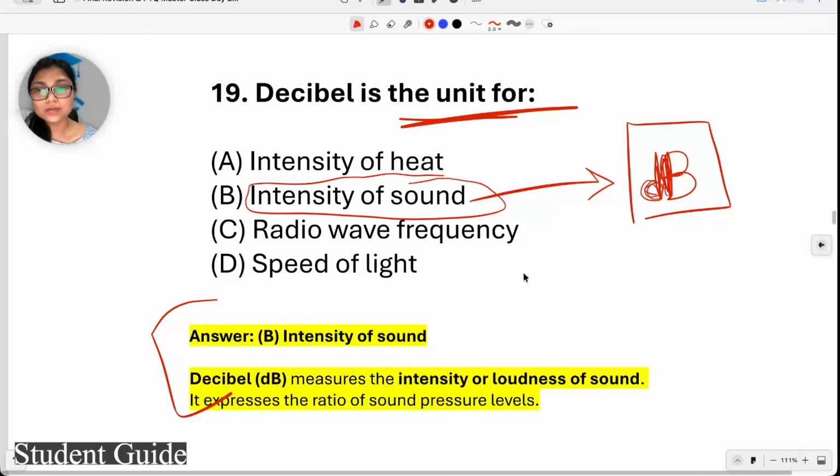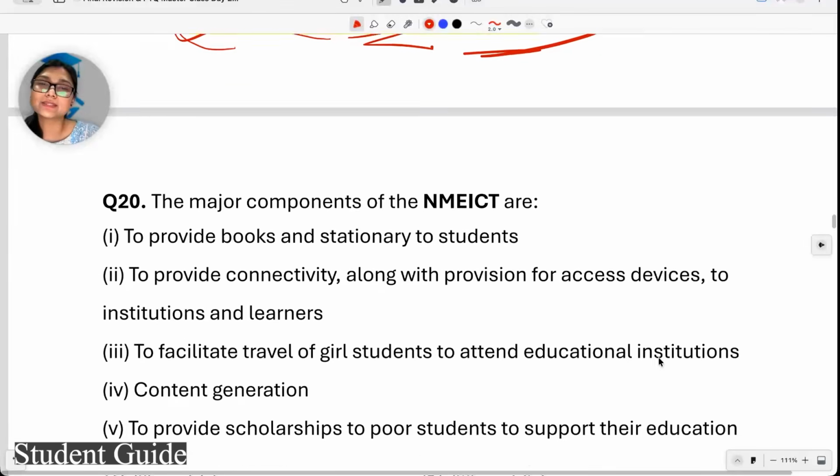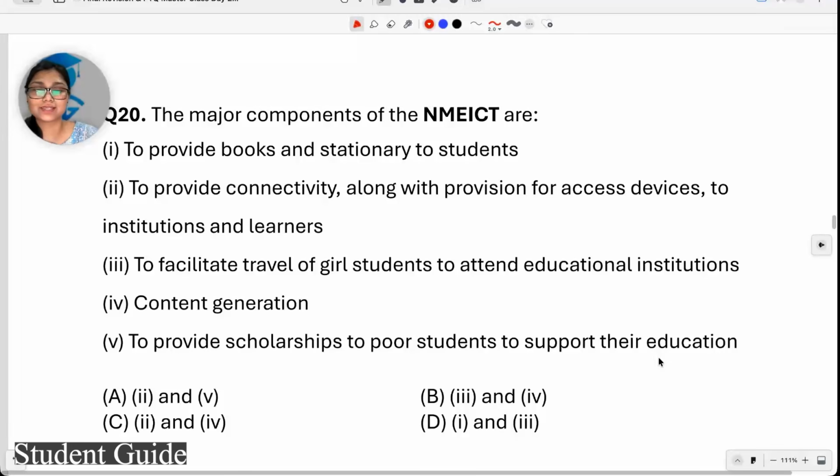So you already know that decibel is used to measure the intensity of sound. Here we have added an explanation where you can see decibel measures the intensity of sound, or actually the loudness of sound, and it expresses the ratio of sound pressure levels. Okay, so this is very basic. I hope you all know about it. Decibel, you all know.